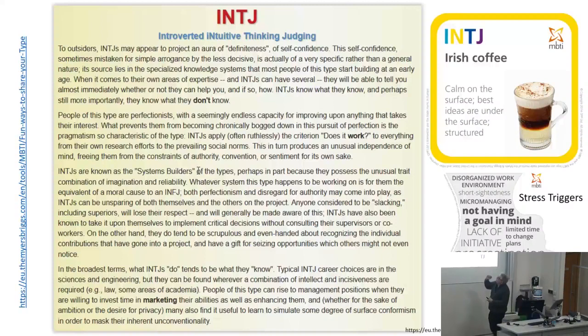And so, I'm a perfectionist, apparently, with a seemingly endless capacity for improving upon anything that takes their interest, to a point. Because then, if that happened all the time, we get chronically bogged down, as it says there. So, I would apply ruthlessly the criterion, does it work, to everything. Is it good enough? Yes, stop, move on. That is me. I want to make it work properly, as my group has probably realised, but you do enough and you move on. You're not going to get perfect. Okay? So we're system builders and all this kind of stuff.